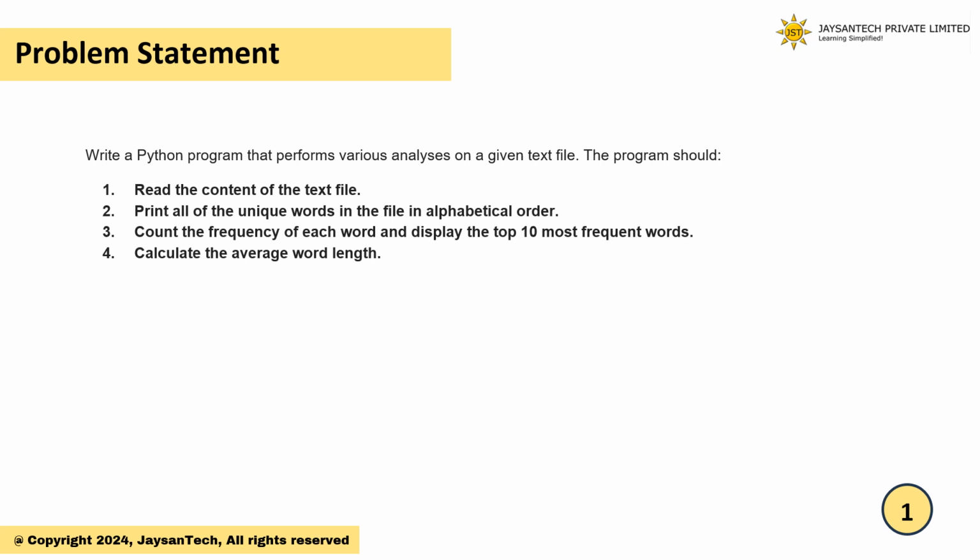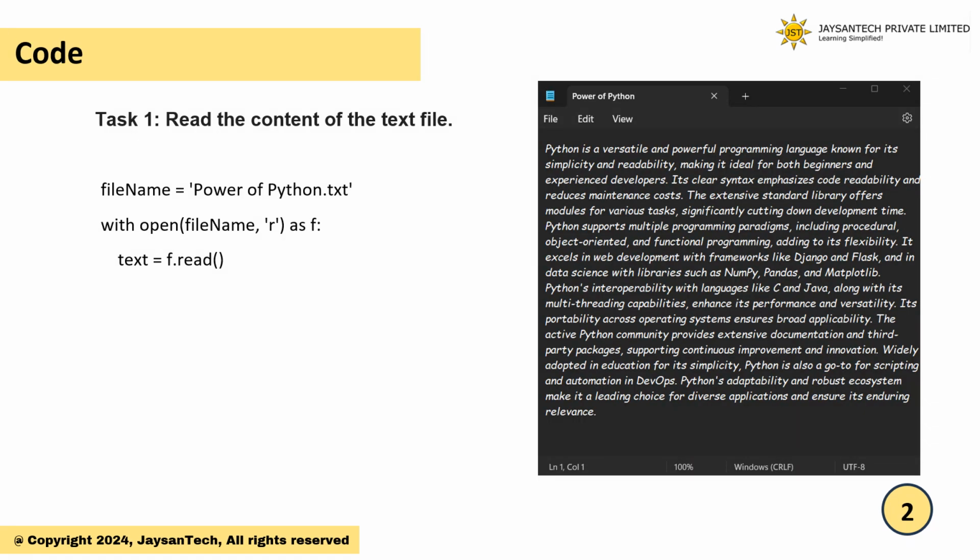Today we are going to see a problem on files. We are going to perform various analysis on the given text file. So here are four subtasks. We have to read the content of the text file. We have to print all the unique words in the file in the sorted order. We have to count the frequency of each word and display the top 10 most frequently available words. Then finally we have to calculate the average word length. Shall we dive into the task?